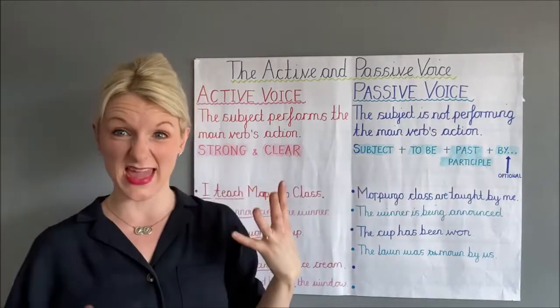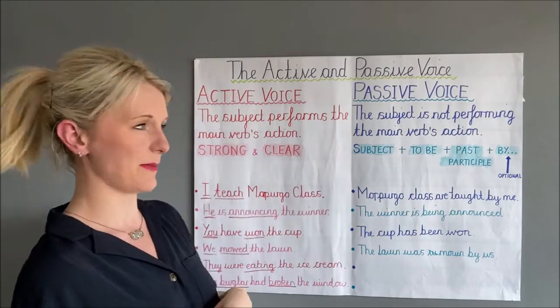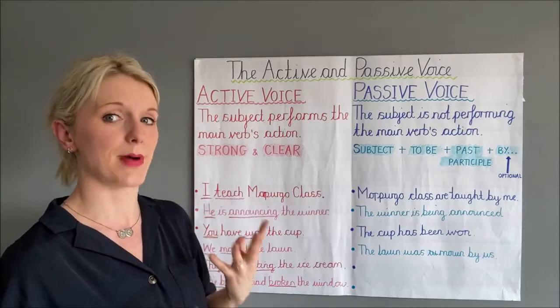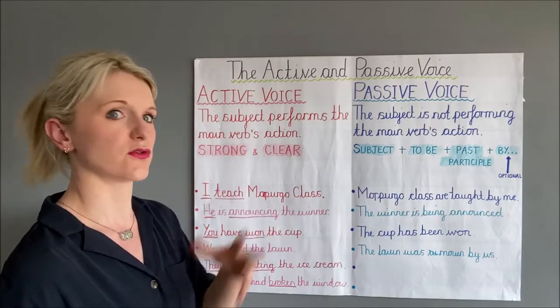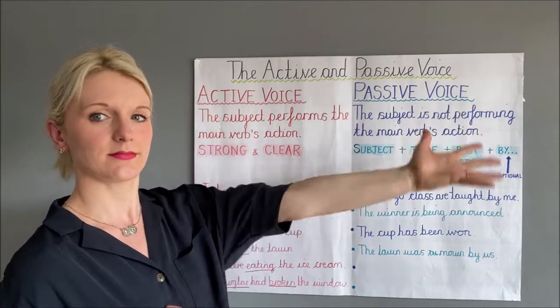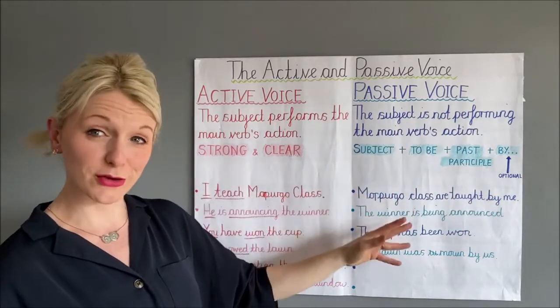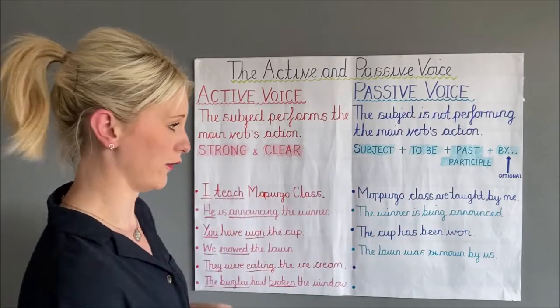So one of the big clues when a sentence is written in the passive voice is that there can be a by at the end of the sentence. It was done by whoever. Okay, so let's have a look at some examples that will make it a lot clearer for you, I think.